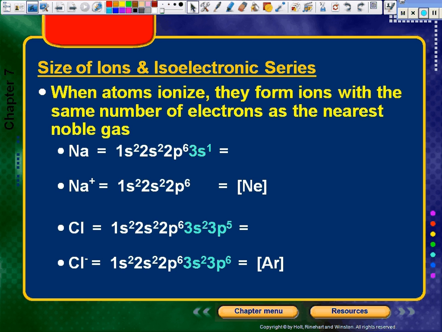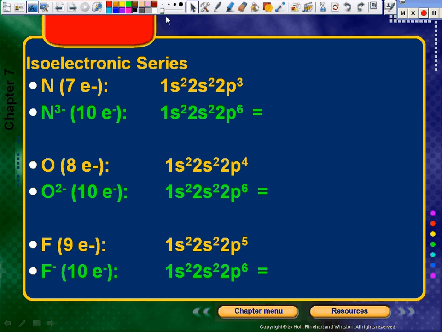What do you notice? They're all the same. Who do they all turn into? Neon. Very good. So notice what happens. Nitrogen wants to gain 3, so it goes from 2p3 to 2p6. Oxygen wants to gain 2, it goes from 2p4 to 2p6. And fluorine gains 1, it goes from 2p5 to 2p6. Now, I'm just going to throw this up there real quick. This is the last one.